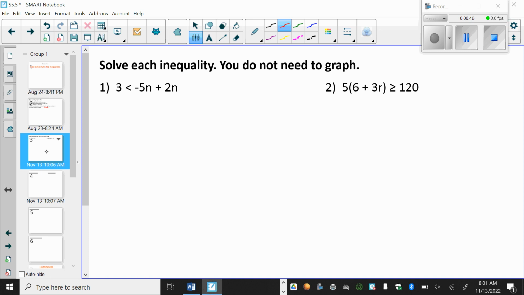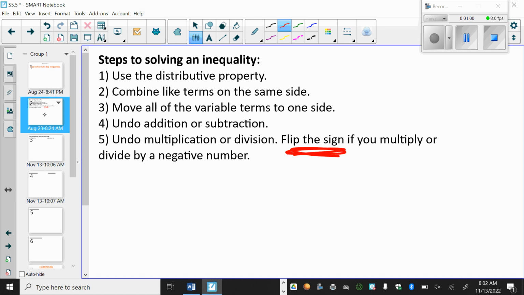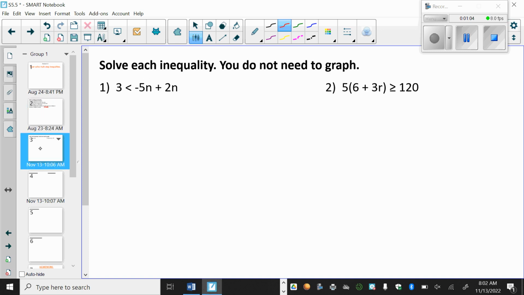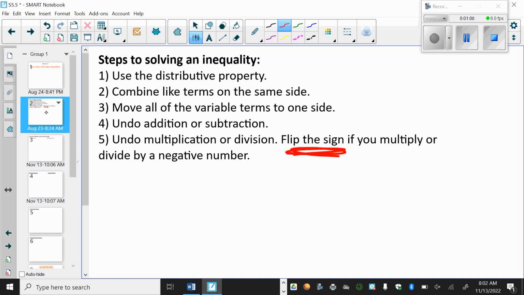All right, let's start. Solve each inequality. You do not need to graph, so we're not going to be doing that. So we have 3 is less than negative 5n plus 2n. We're going to start by looking at those steps. Let's go back real quick and look. Step 1, use the distributive property. Do I have any distributive property? Not on question 1.